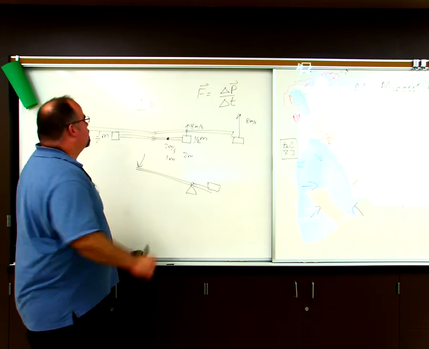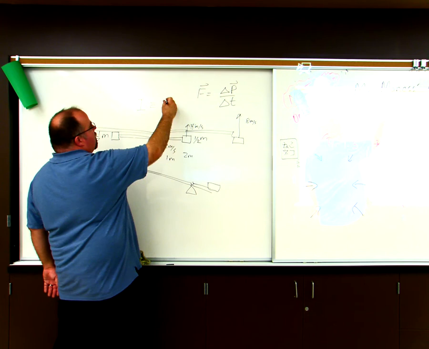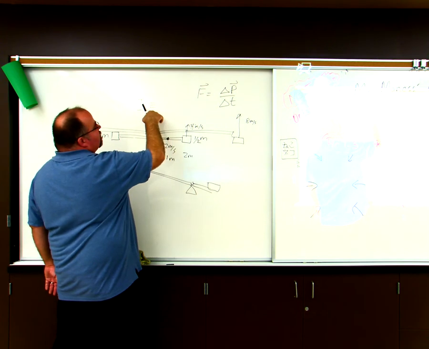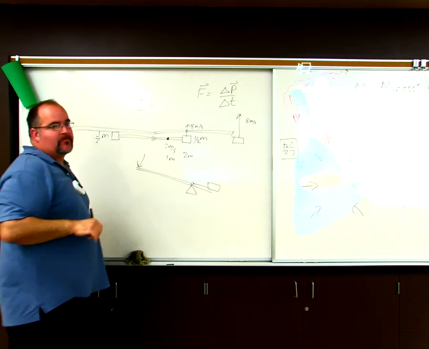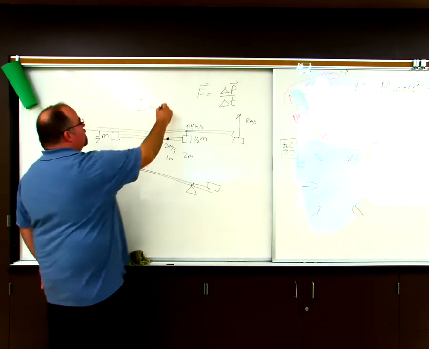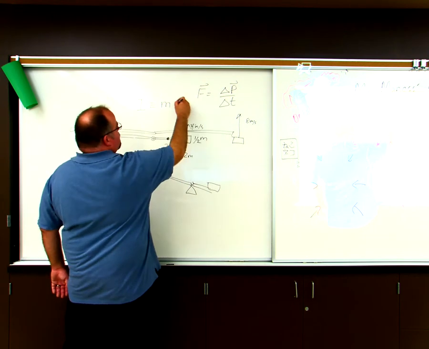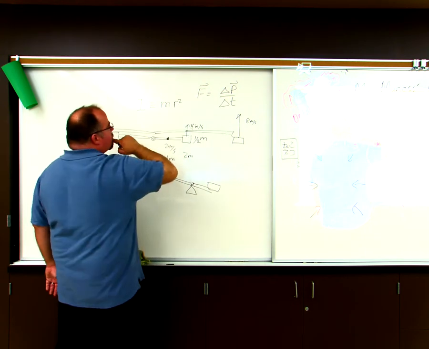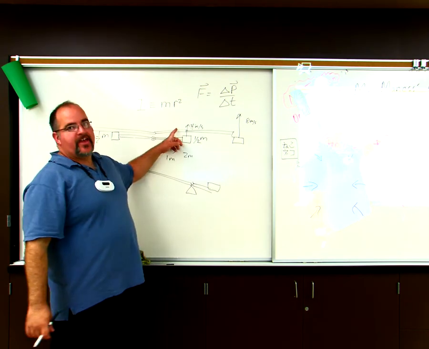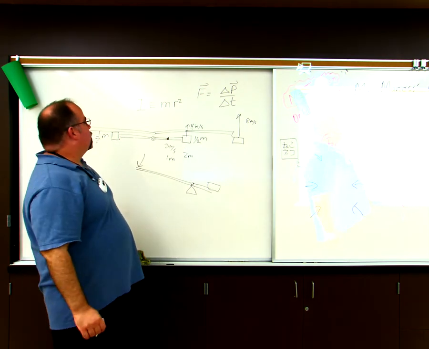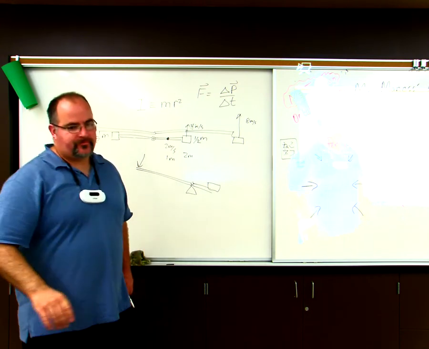I is not change in momentum. It's the resistance to change in angular momentum. So it's like mass in linear terms. And it's defined as mass times the radius squared. Okay?